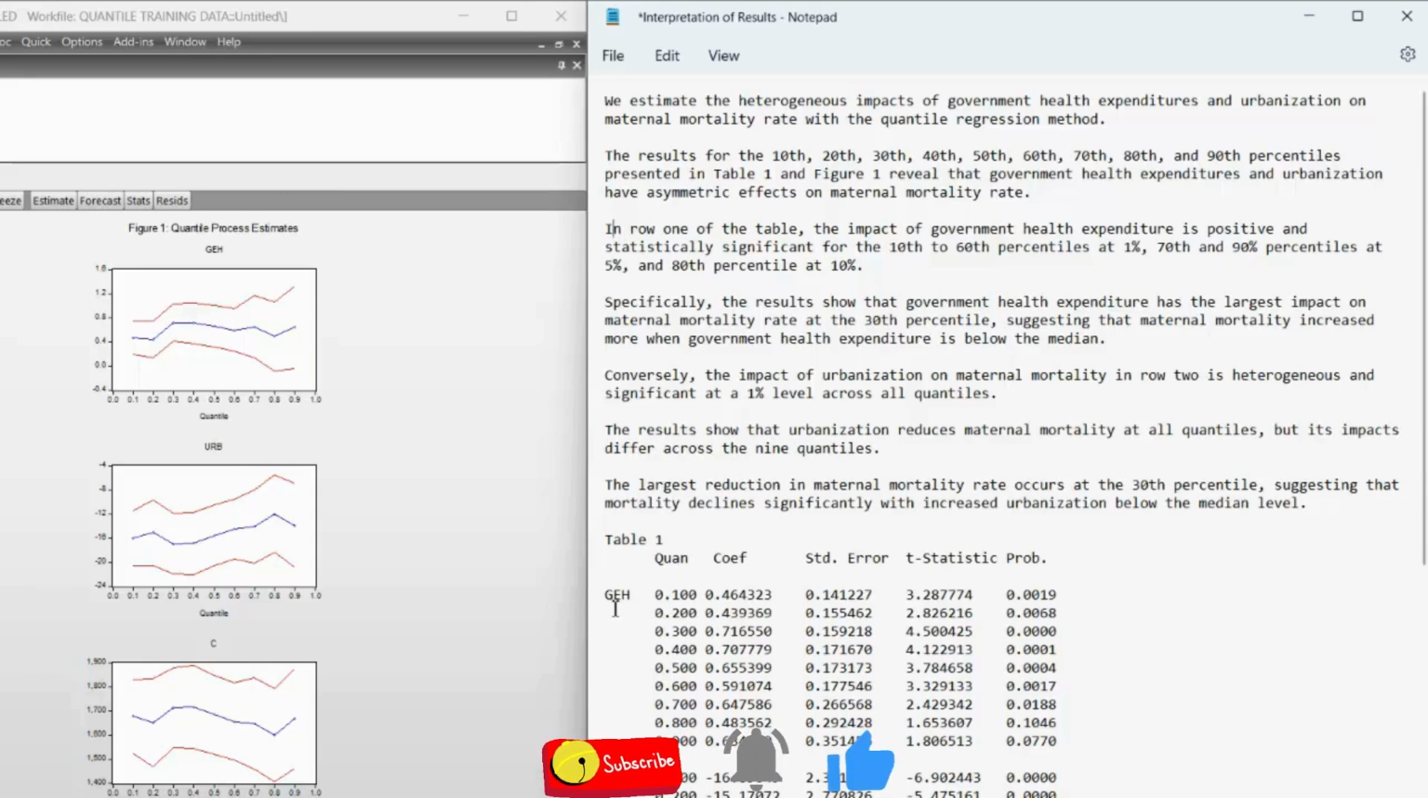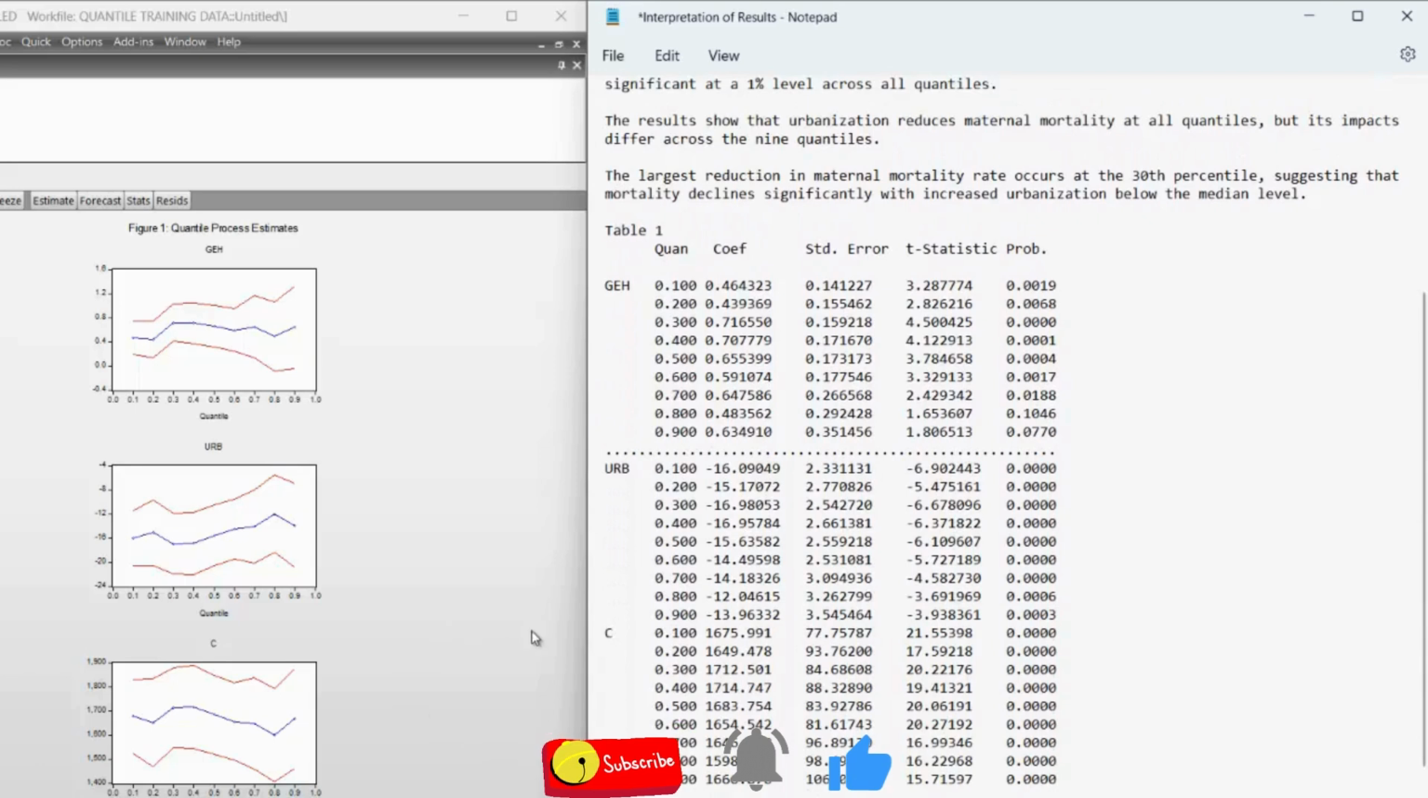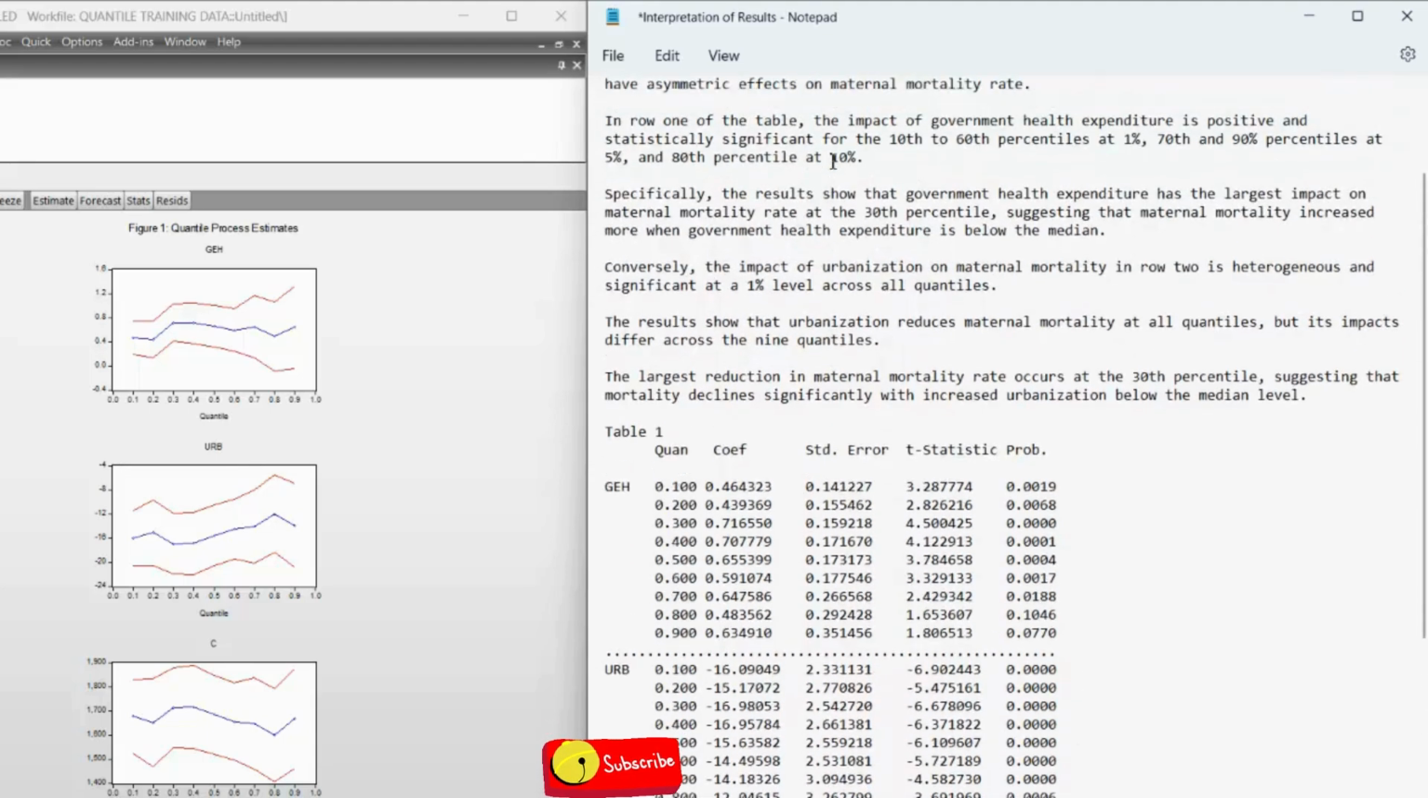Now look at the third sentence. This is our row 1, this is our row 2. Let me try to state that clearly. We have 3 rows here. Row 1, government expenditure. Row 2, urbanization. And row 3 is the constant. I believe that one is clear. Then we have columns 1, 2, 3, 4, 5. So now let's go back up.